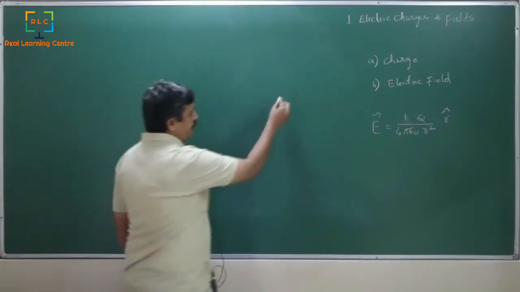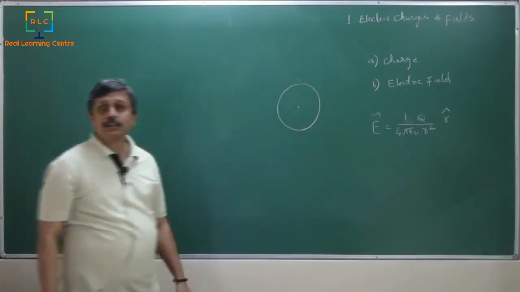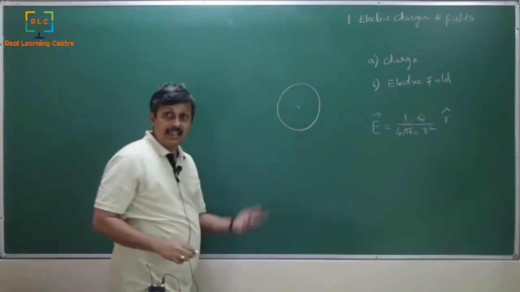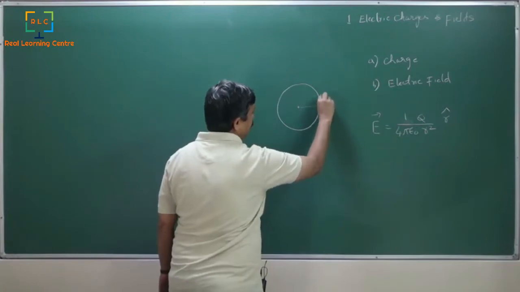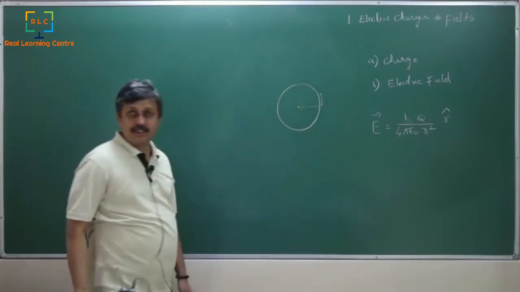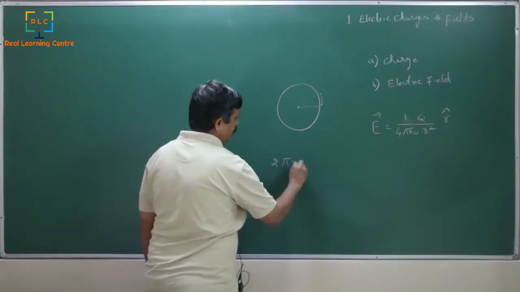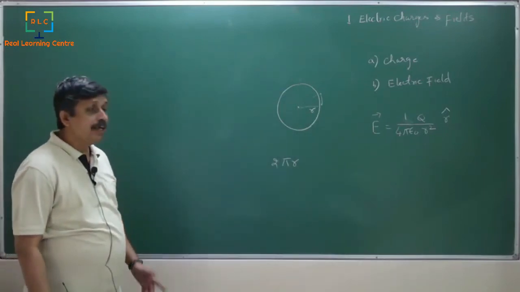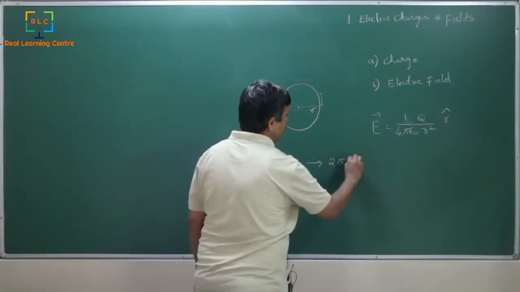So in a circle, if you take the circumference of a circle, from here to here, if you want to calculate the distance, how do we do it? The total distance is pi d or 2 pi r. If this is r, 2 pi r. So 2 pi r is for 360 degrees, or we can say 2 pi radians.